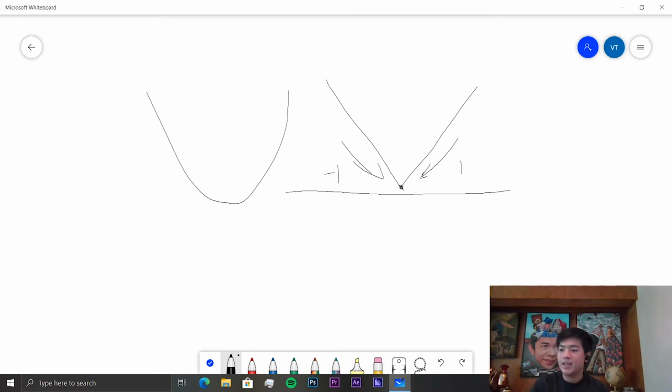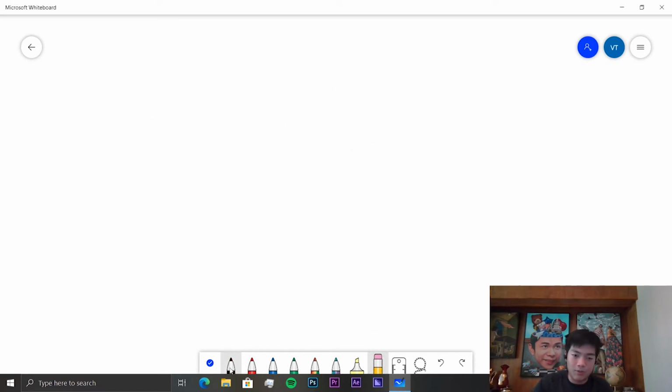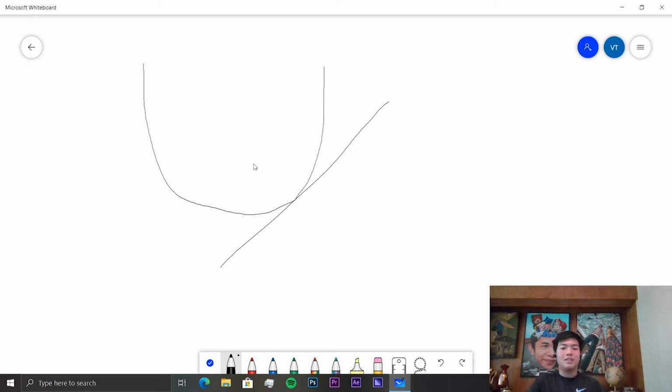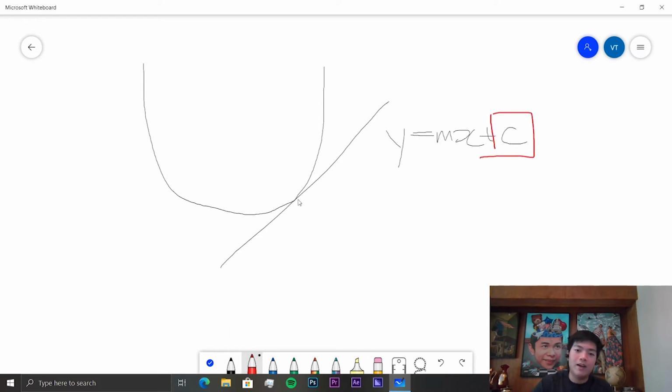Now the second thing is we need to talk about tangents and normals. So earlier we talked about finding the gradient of the tangent line, but that's not all. To find the actual tangent line, we need to account for the constant, because in all linear lines that look like y equals mx plus c, we need to find this constant over here. And we do that by plugging the gradient of the tangent back into the original curve at that point and trying to find what the constant is.